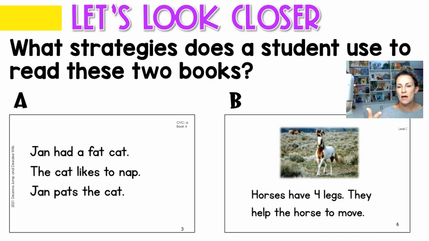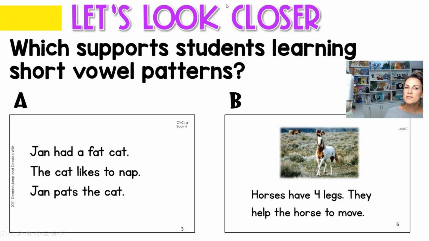So when we look at these two types of books, we have a decodable text on the left-hand side and a leveled text on the right-hand side. What strategies does a student need to use in order to read these two books? When we look at the one on the left, there's no picture support for them. So they're going to need to rely on the decoding strategy of stretching out sounds. And some of those words are high frequency words. With the book on the right-hand side, they're going to be looking at the pictures, but a lot of those words are not decodable. Which of these books supports the short vowel pattern the student might be learning at that time, right?